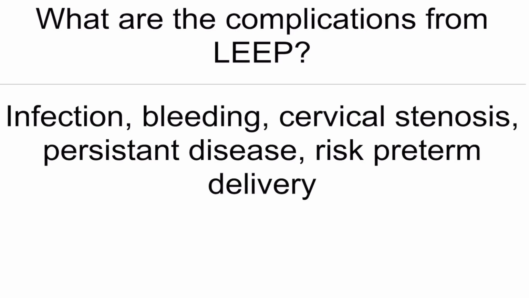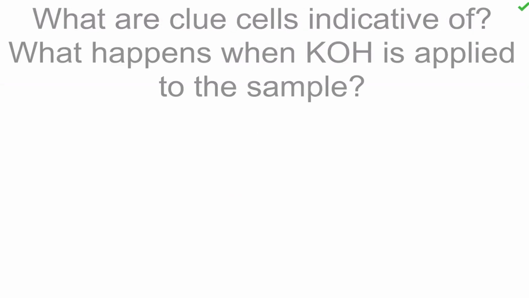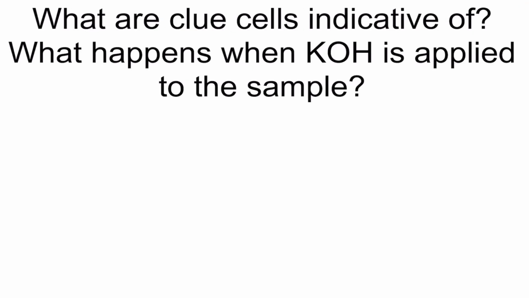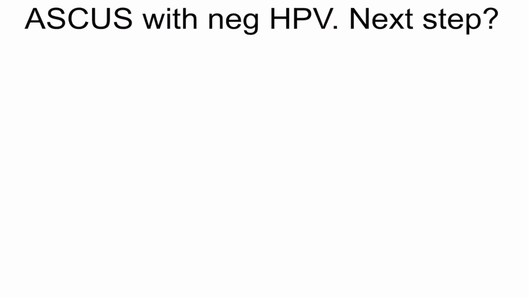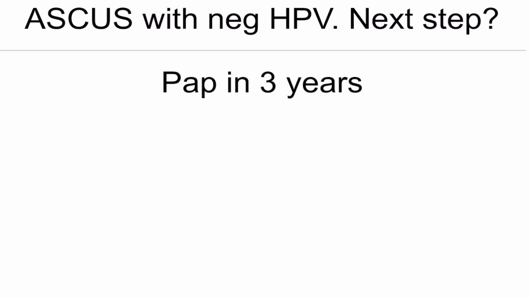Infection, bleeding, cervical stenosis, persistent disease, risk of preterm delivery. What are clue cells indicative of, and what happens when KOH is applied to the sample? Bacterial vaginosis, and when KOH is applied, you smell a fishy odor. ASCUS with negative HPV, what's the next best step in management? Pap smear in 3 years.